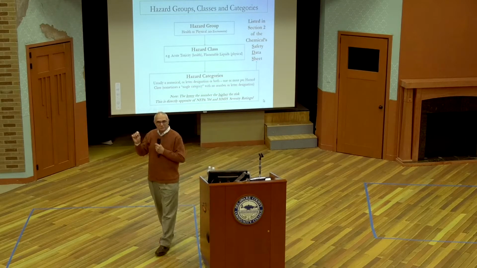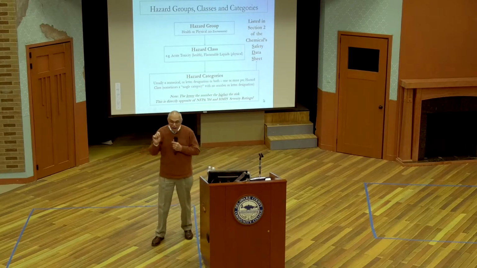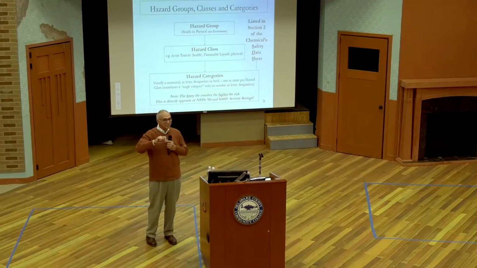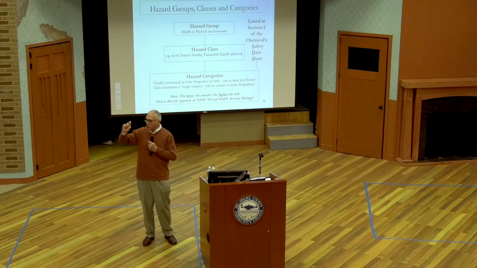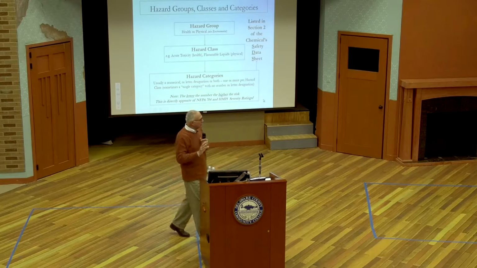The lower the number, the higher the risk. So if you have a hazard category of 1, that's the highest risk. If you have a hazard category of 4, that's the lowest risk. For those of us in the response community, if you're familiar with NFPA 704 or the HMIS system, it's just the opposite. You go from 0 to 4 with the lower number being the lower risk. So it might be a little disorienting if you are a responder.